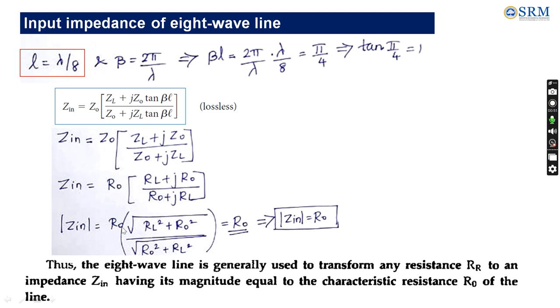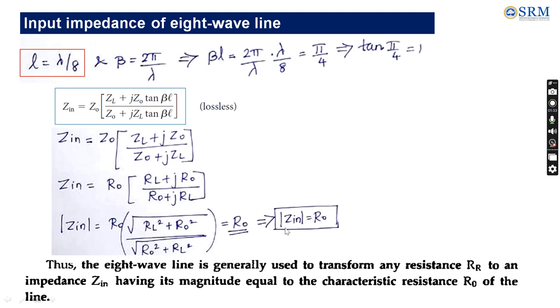In that condition, if you take the magnitude of both numerator and denominator, both will be root of RL square plus R naught square, because for A plus jB, the magnitude is root of A square plus B square. So after taking the magnitude and cancelling the terms, what we get is R naught. An 8 wavelength line is going to transform any load resistance, that is RL, to an impedance having its magnitude equal to the characteristic resistance of the line.